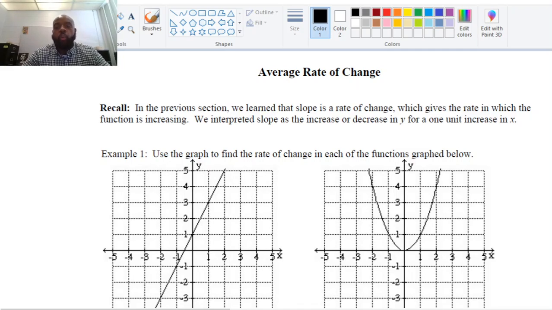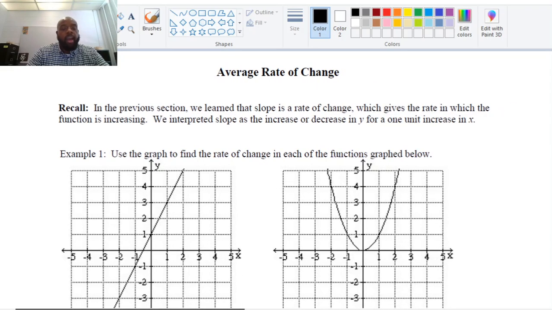All right, in this video, we're going to talk about average rate of change. Recall that in the previous section, we learned that the slope is a rate of change. It's your rise over your run, your change in y over your change in x. And when you divide two things, and these are two changes, we get a rate. That's why we call it a rate of change. It gives the rate at which the function is increasing or decreasing.